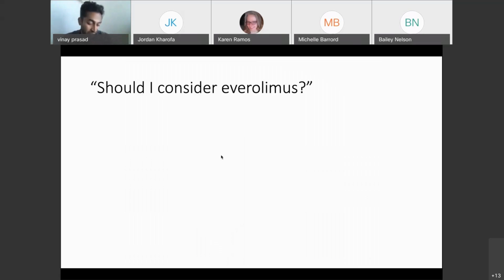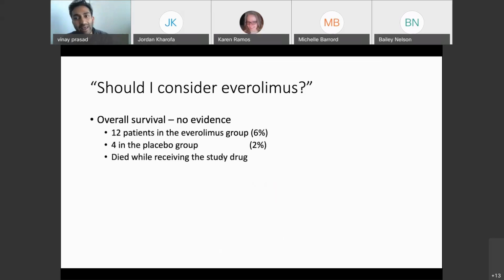So Mr. Jones asked me a question I get asked often, which is, should I consider everolimus? And I said, my job as a doctor is never to tell someone what they ought to do. It's merely to help them make the choices that are right for them. So here's how I would think about everolimus. I always ask when I think about any drug or any radiation procedure, is there clear evidence that doing this will improve overall survival?